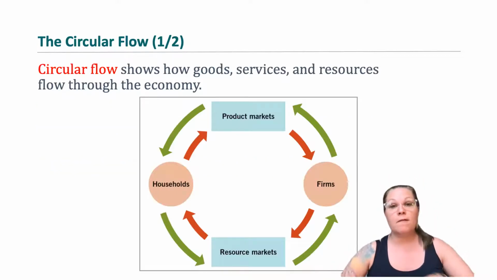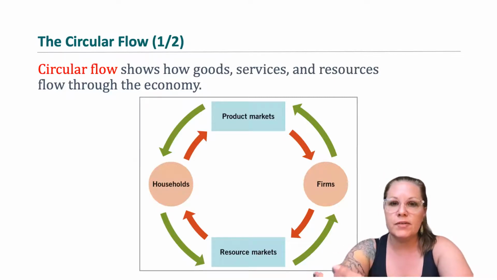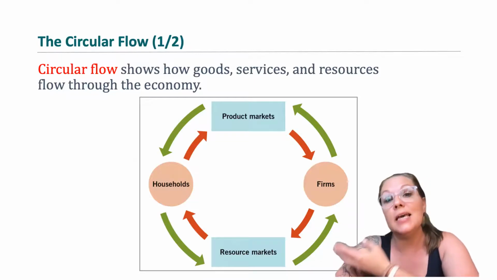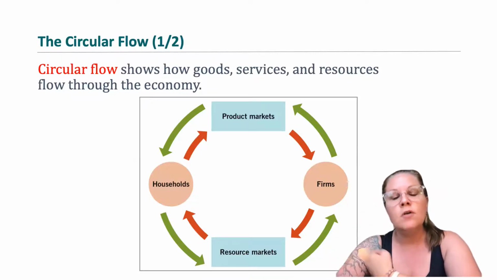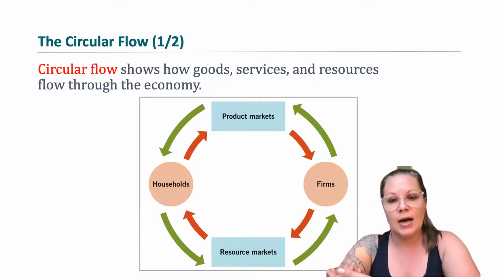This leads us to our first model in this class. This is the circular flow diagram. It shows how goods, services, and resources, the inputs for goods and services, flow through our economy. So we essentially have two actors, households and firms.